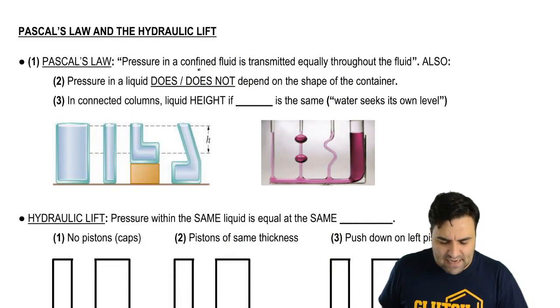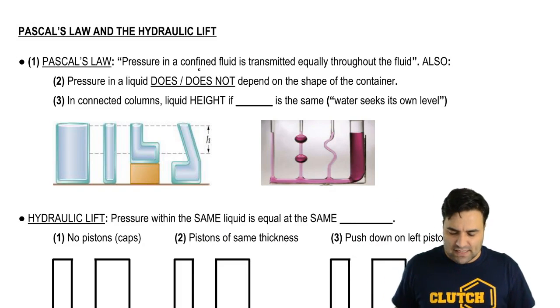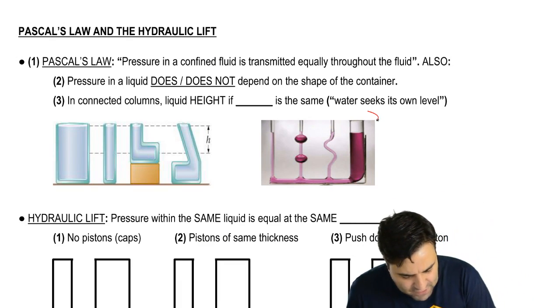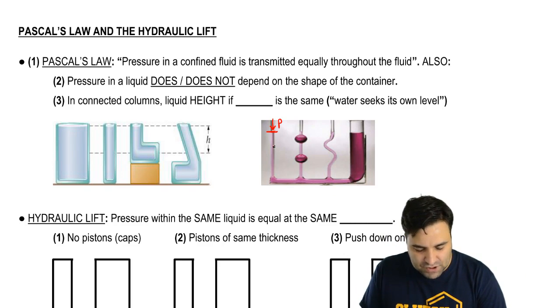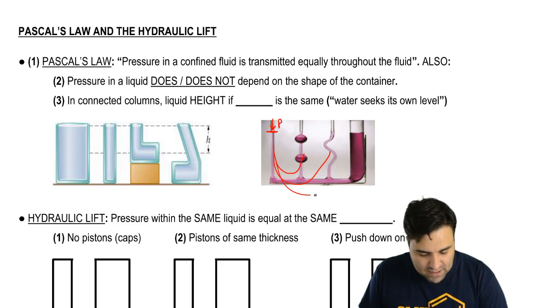fluid is transmitted equally throughout the fluid. So what does that mean? That means that, let's say you have a contraption like this, and I apply a little bit of pressure here, P. Well, that pressure is going to be transmitted equally throughout the fluid.